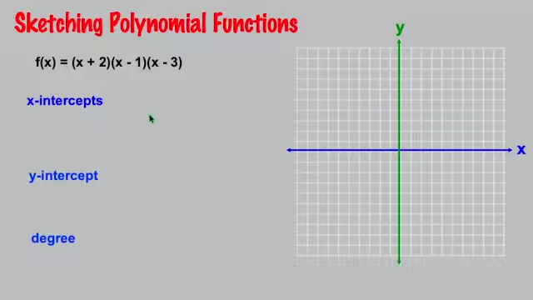So let's go ahead and dive right in here. You're going to be looking to do a few things whenever you make a sketch, and that is you need to find the x-intercepts and the y-intercept, and of course knowing the degree is nice too because that tells you a little bit about the shape. And let's first look at the x-intercepts.